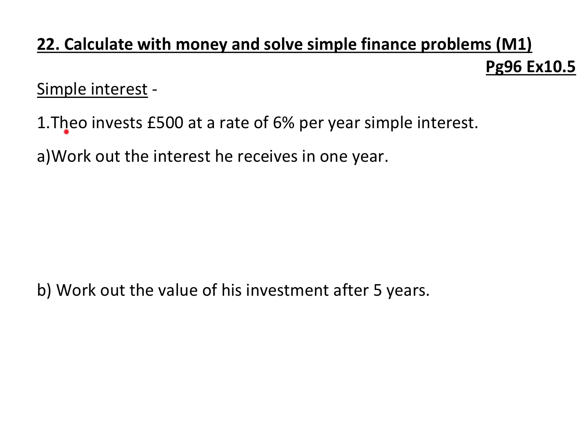In example 1, Theo invests £500 at a rate of 6% per year, simple interest. We need to work out the interest he receives in 1 year. So in 1 year, he receives 6% of £500. 6% as a decimal is 0.06. So we can multiply by 0.06 and we would work out that he gets £30 interest.